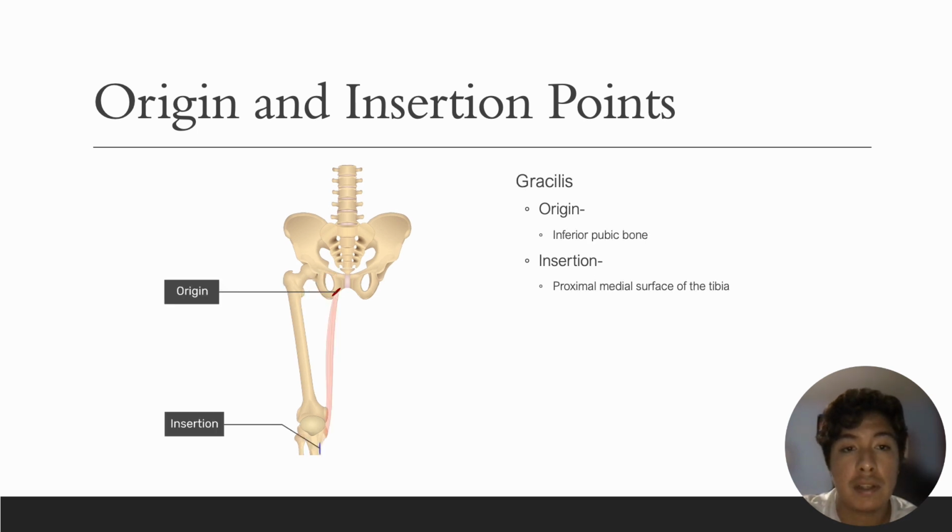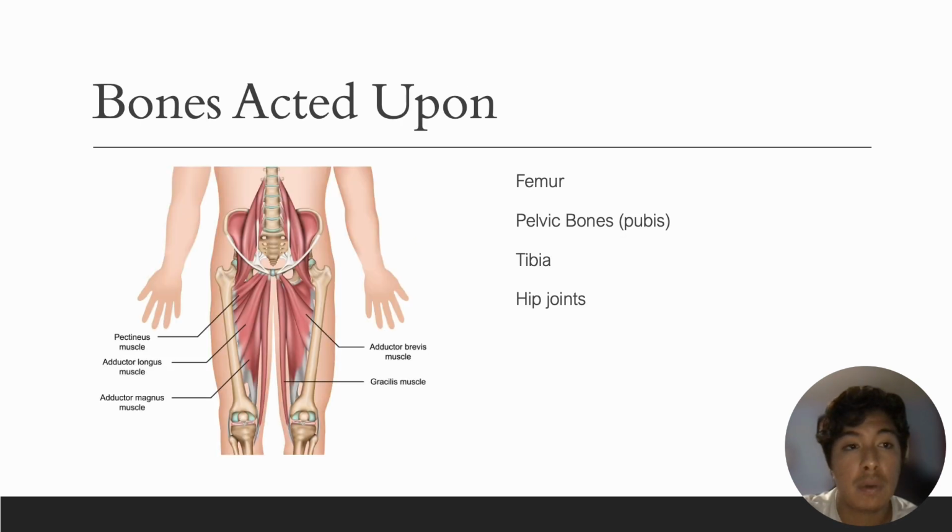For the gracilis, the origin is the inferior pubic bone, similar to the adductor magnus, and the insertion is the proximal medial surface of the tibia, which is on the knee joint as well, past the knee joint. The bones the adductors act upon are the femur, the pelvic bones, pubis specifically, the tibia, and the hip joints.